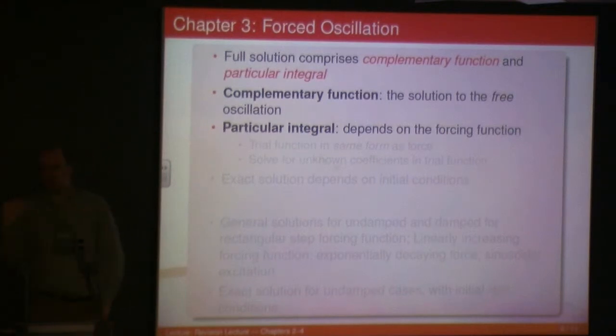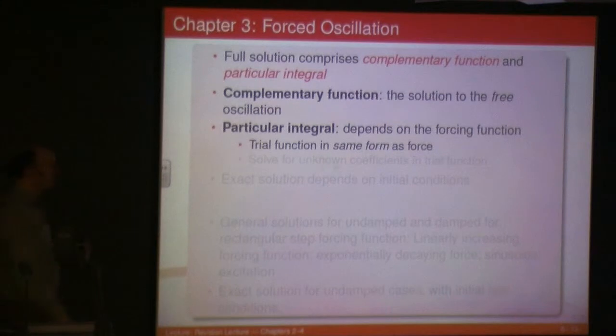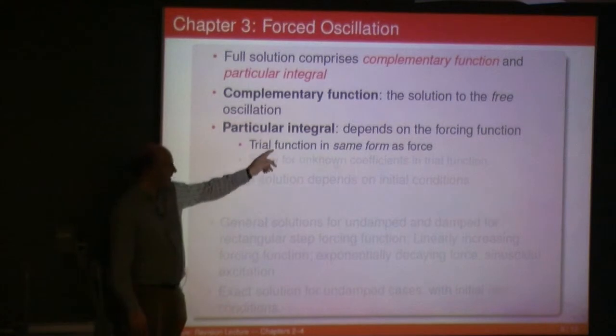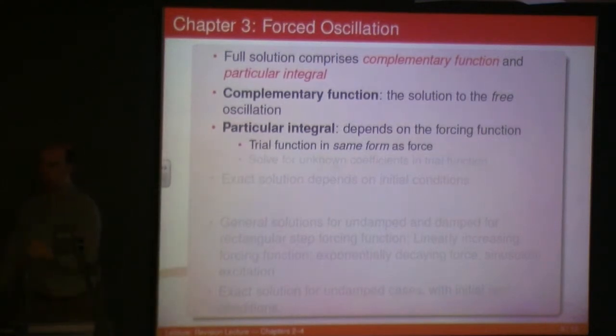What you do is you take a trial function, and that trial function will always be in the same form as the force that's being applied. So if your force is a constant force, then you take a trial function of a constant. If you have a sinusoidal force, then your trial function will be a sinusoid, and so on and so forth. A linearly increasing force gives a polynomial, with a linear one it's going to be t to the power of 1. If you've got a quadratic, then you've got t to the power 2 and all that sort of stuff. So you take your trial function, in the same form as the force that's being applied.